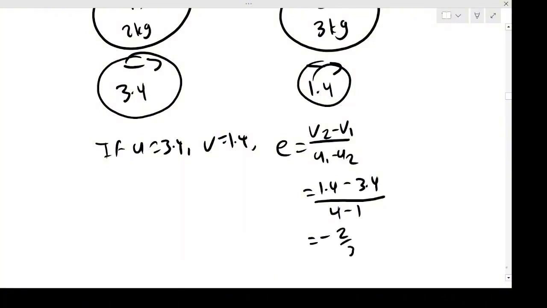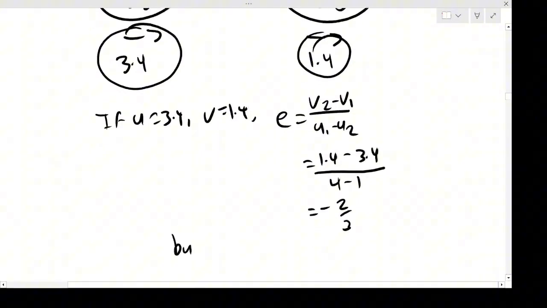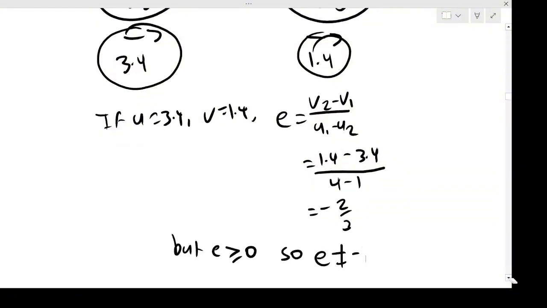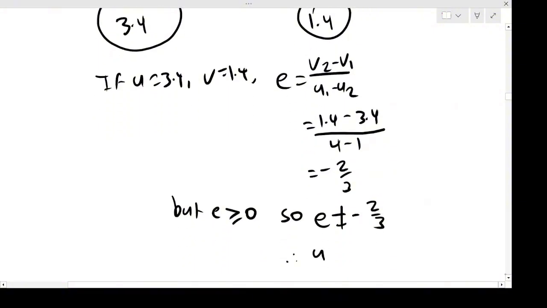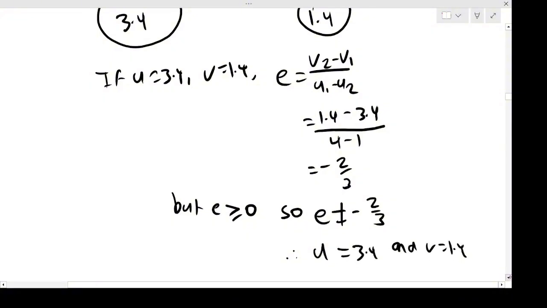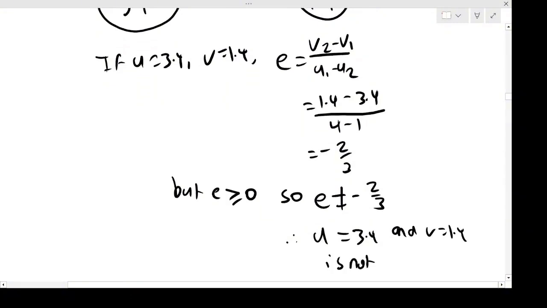That's an issue. It's a negative. So I'm going to say, but e has to be positive. So e cannot be equal to minus 2/3. So therefore, these values cannot happen. So therefore, u equals 3.4 and v equals 1.4 is not a valid solution.